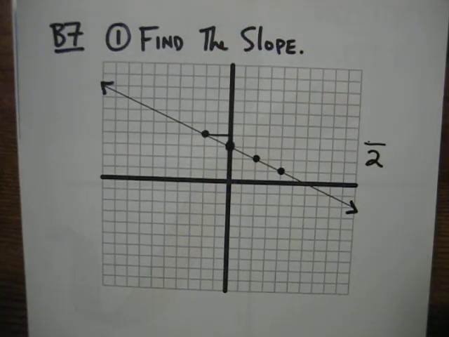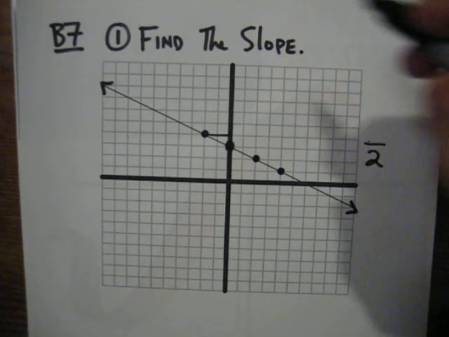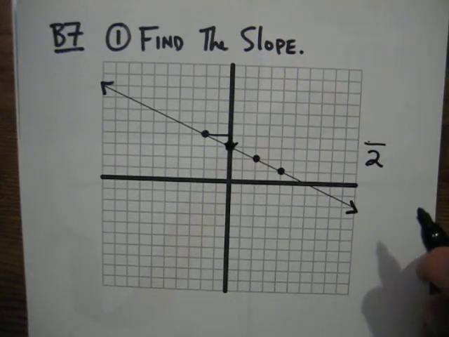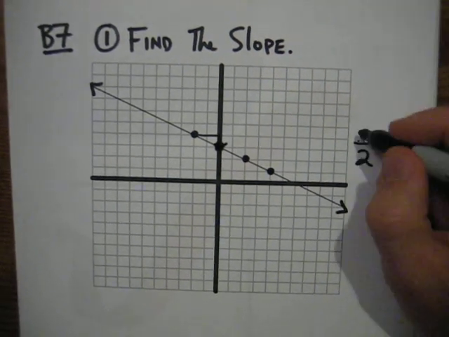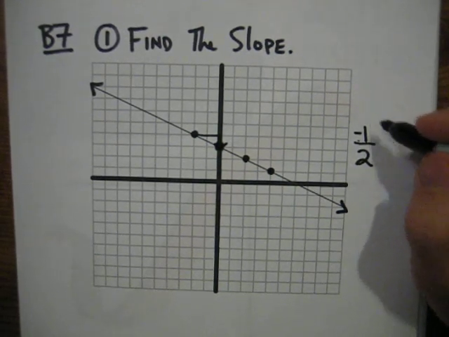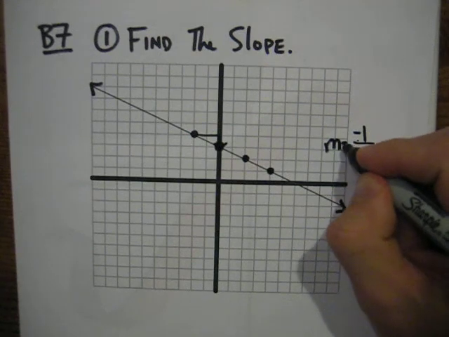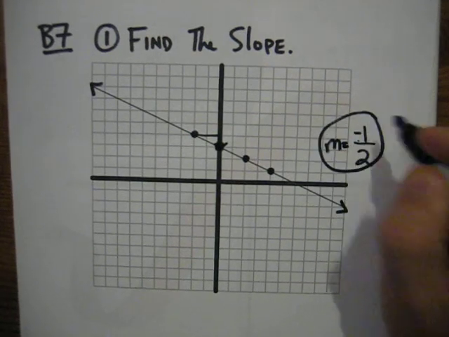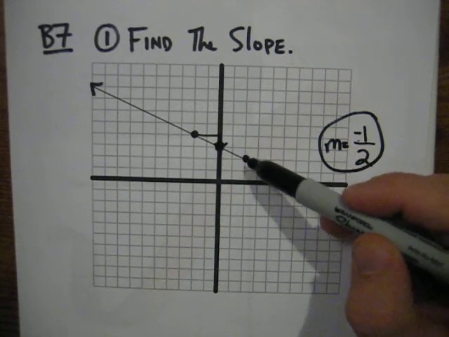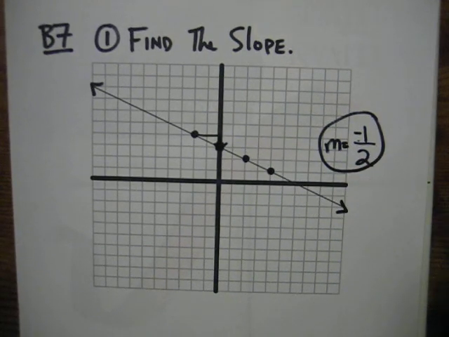So I went over 2. And the next thing I'm going to do is go down 1 to get to this other point. Because I go down 1, my rise is negative. So I went over 2, down 1, and I'm done. There's my answer. That is a slope m of negative 1/2. That means for every 2 I go over, I go down 1, over 2, down 1, over 2, down 1, and so on. You get the same answer.